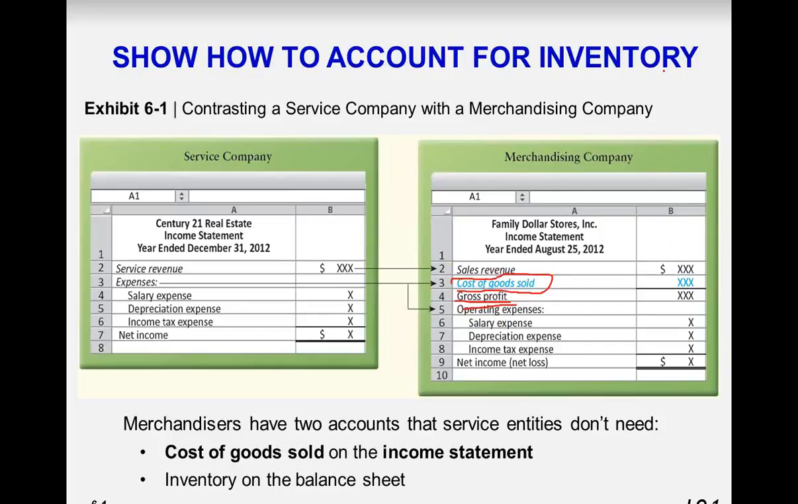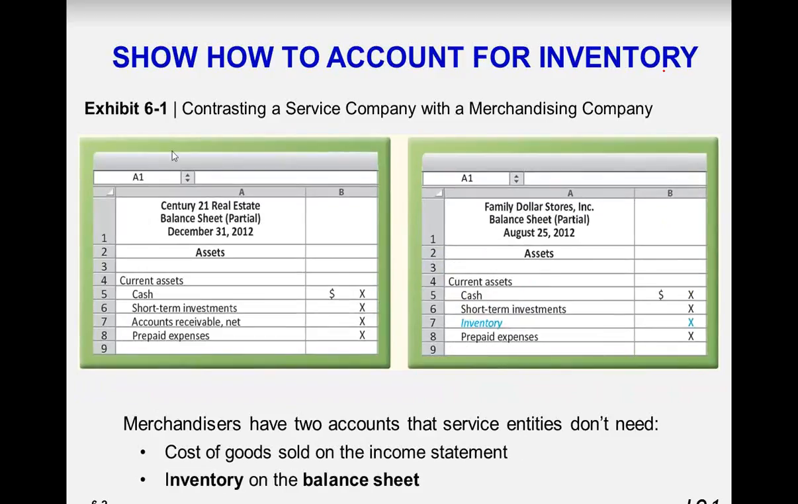So with our gross profit percentage, we'll be working toward that to see actually how much of our sales revenue it's taking for us to pay for our inventory. And how does it affect the balance sheet? The only difference on the balance sheet is that we now have a current asset called inventory, whereas in a service company we do not.